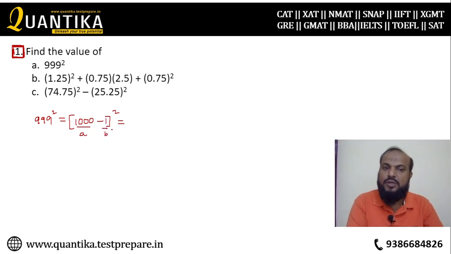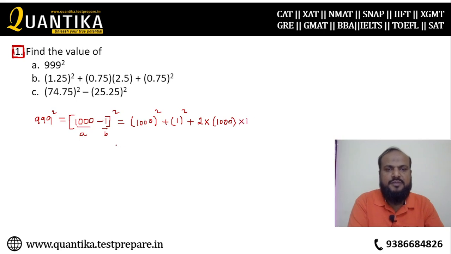So a minus b whole square formula is a square plus b square plus 2ab. Sorry, this will be minus 2ab. So this becomes 1000 square. 1000 square will be around 10 lakhs, 10 to the power 6, plus 1, plus 2000. Sorry, this will be minus 2000, a minus b square.